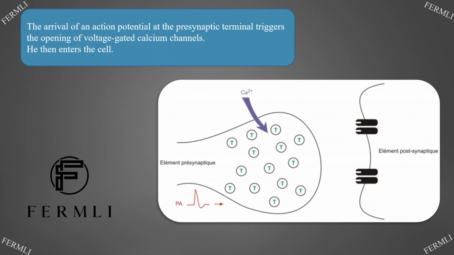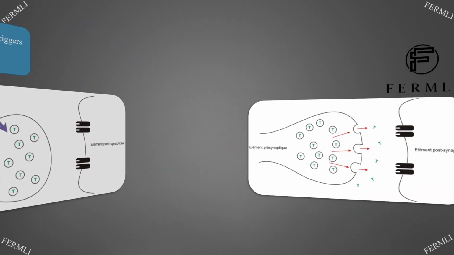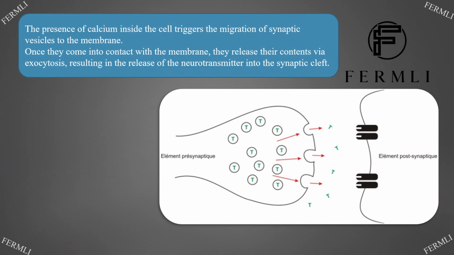The arrival of an action potential at the presynaptic terminal triggers the opening of voltage-gated calcium channels. Calcium then enters the cell. The presence of calcium inside the cell triggers the migration of synaptic vesicles to the membrane. Once they come into contact with the membrane, they release their contents via exocytosis, resulting in the release of the neurotransmitter into the synaptic cleft.